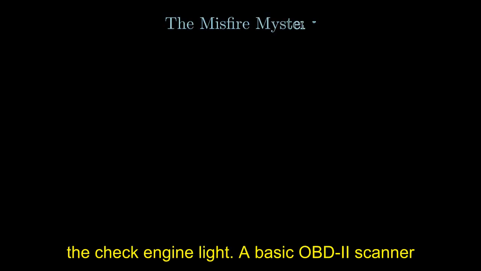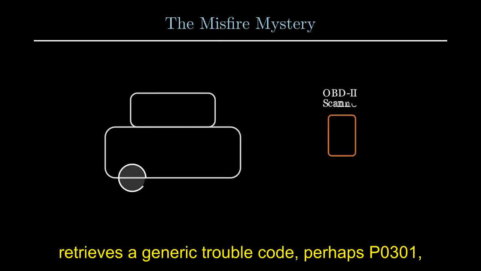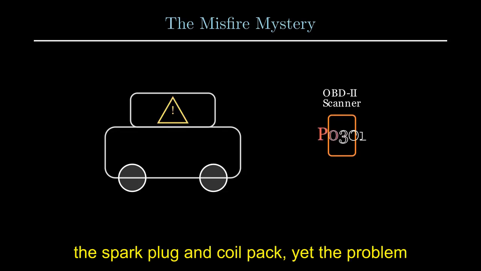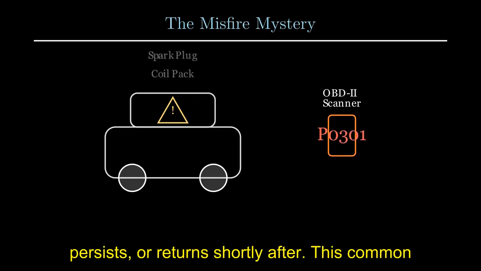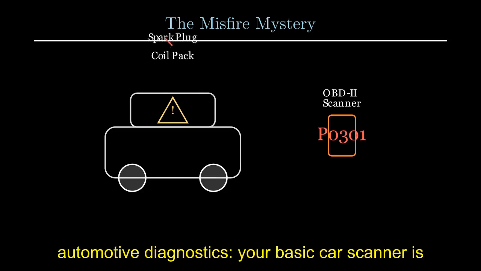Your car exhibits a drivability issue, illuminating the check engine light. A basic OBD2 scanner retrieves a generic trouble code, perhaps P0301, indicating a misfire on cylinder 1. You replace the spark plug and coil pack, yet the problem persists, or returns shortly after. This common scenario illustrates a fundamental limitation in automotive diagnostics.